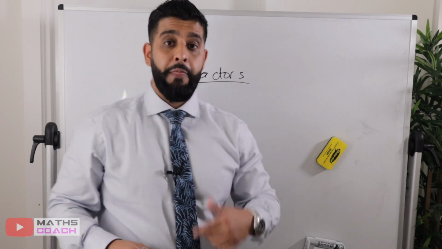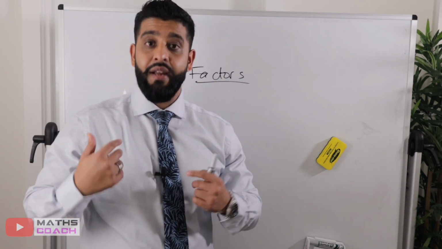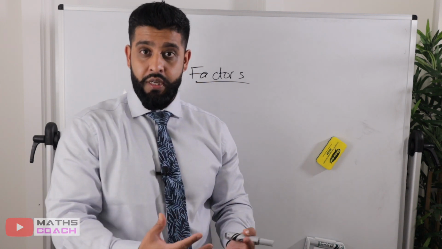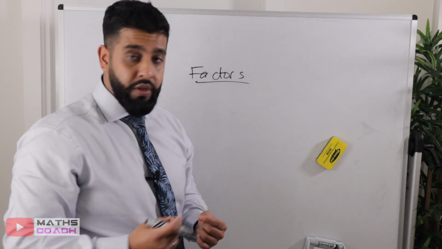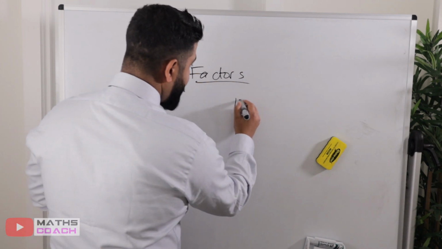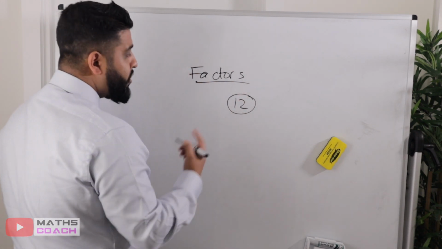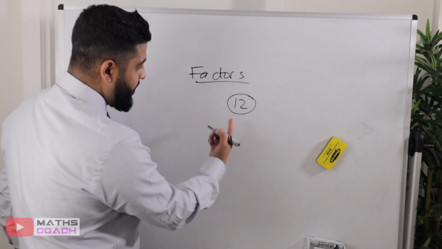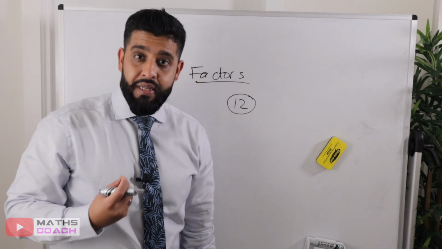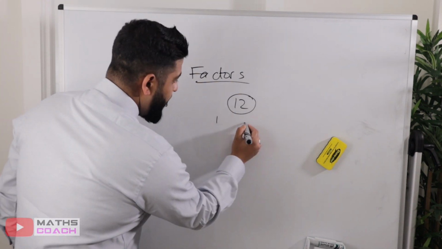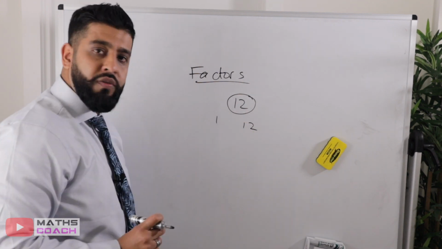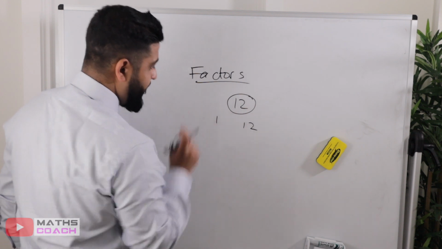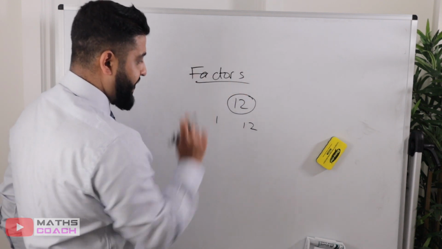Before we go any further, we need to establish and understand what is meant by a factor. Okay, now a factor is a number that goes into another number. So remember this. If I was looking for the factors of 12, I'm looking for all the numbers that go into 12. Now I like to do this in a systematic way. I like to do it like this. So 1 times 12, these are the two numbers that make 12. Therefore 1 is a factor of 12 and 12 is a factor of 12.